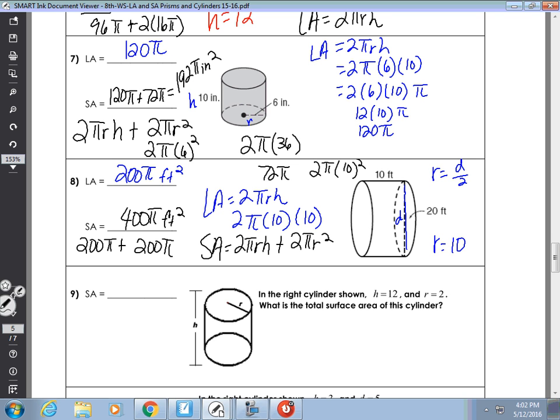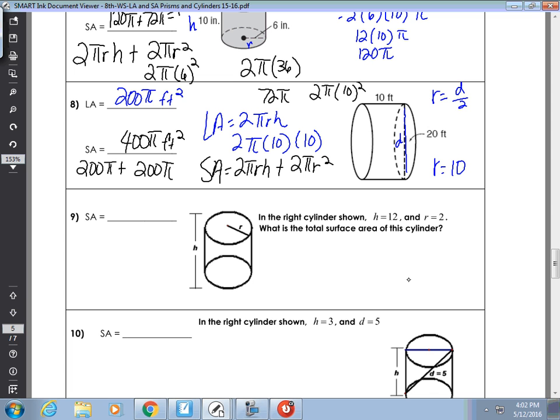On number 9, they're just showing you the same thing, the cylinder, but instead of labeling it on the picture, they just did it over here in words, where it says h equals 12. So I could just go ahead and put the number 12 there. And this is the radius equals 2, so I go ahead and put the 2 there. I'm doing the same thing. So I want you to try to do number 9. I'm not going to do that one for you.